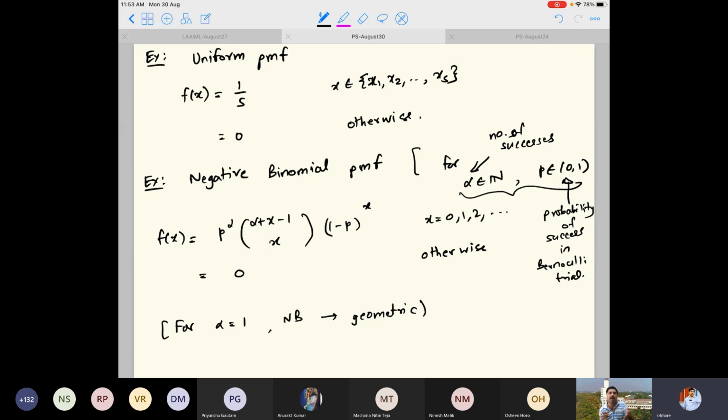So your first outcome of this experiment is S repeated alpha number of times. Then you may have to do alpha plus 1 trials, where one failure happens and alpha successes happen. The last element always has to be a success, right? So you have alpha minus 1 places, and in those places you have to arrange the failures. So the number of trials you will do is alpha plus X, so alpha plus X minus 1 choose X comes from there, and you just assign probabilities: p raised to alpha and 1 minus p raised to X. I urge you to write this down very nicely.